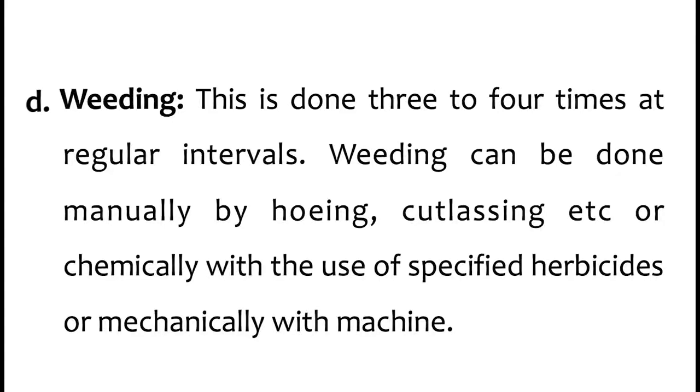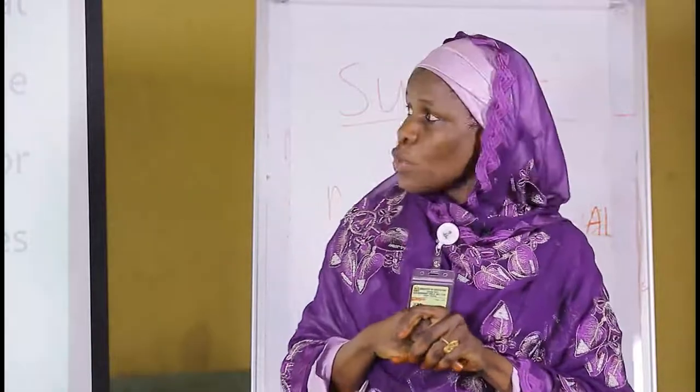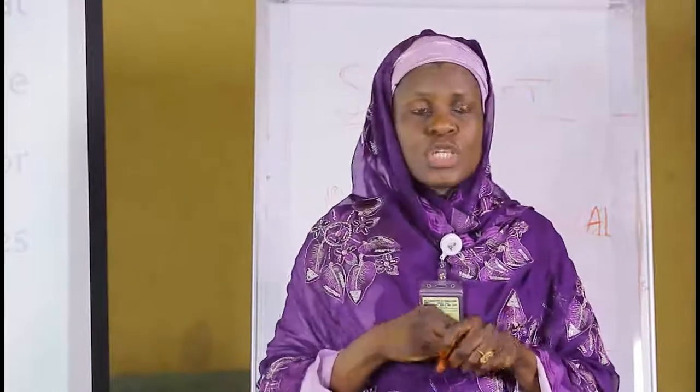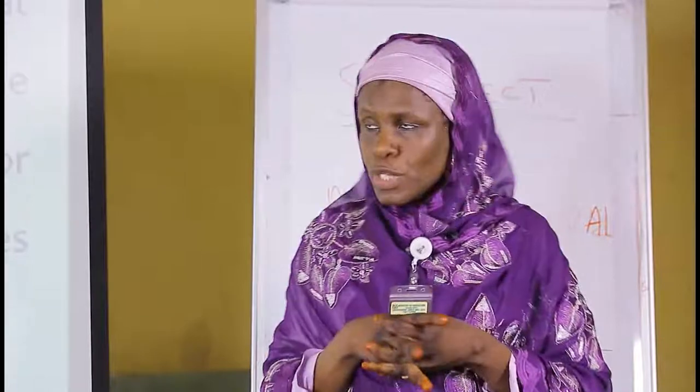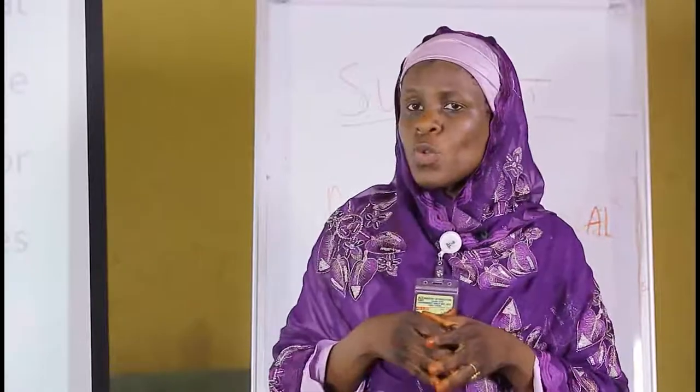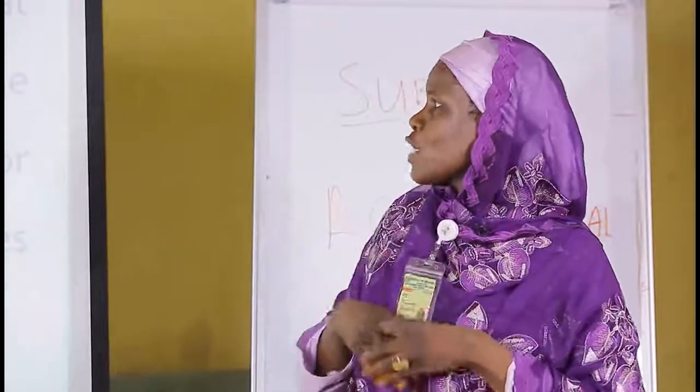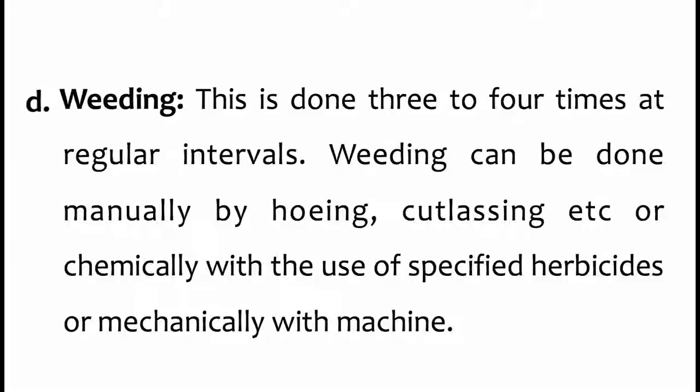The next one is weeding. This is done 3 or 4 times at regular intervals. After planting of your crops, you have to be weeding. Weeding is the removal of unwanted crops. So you have to be removing them at regular interval, let's say 4 or 5 times.